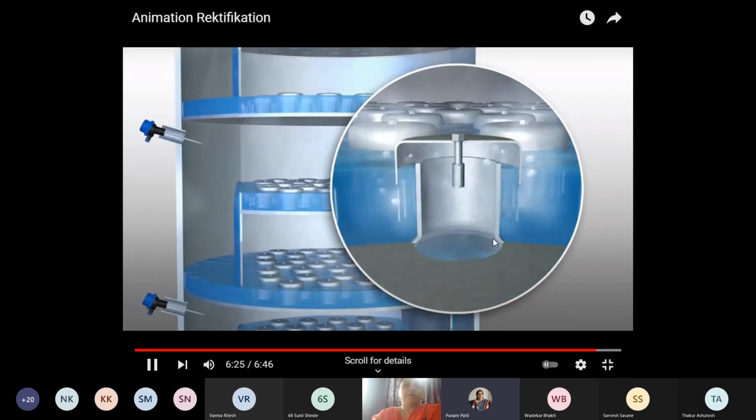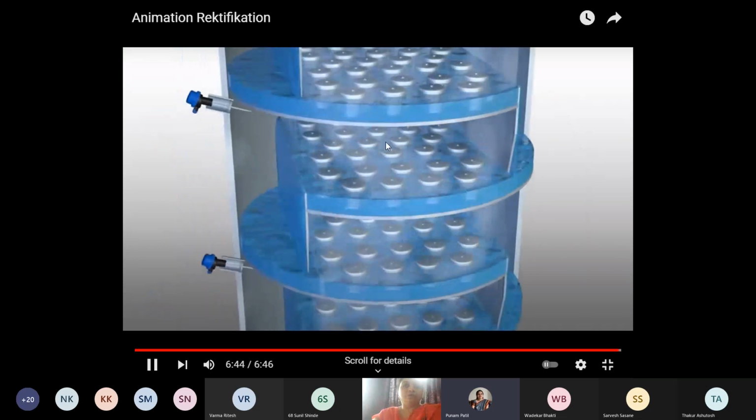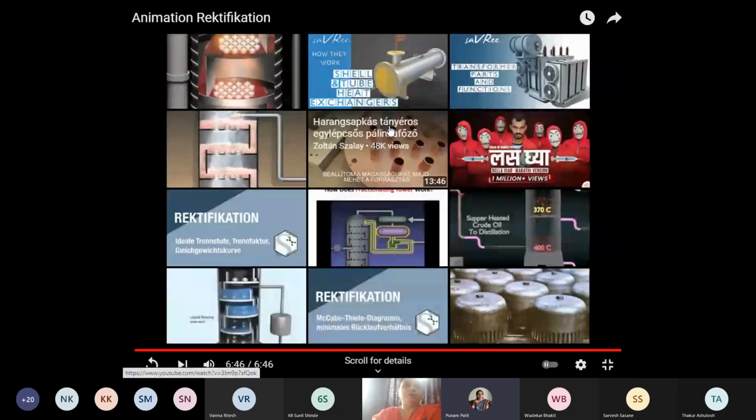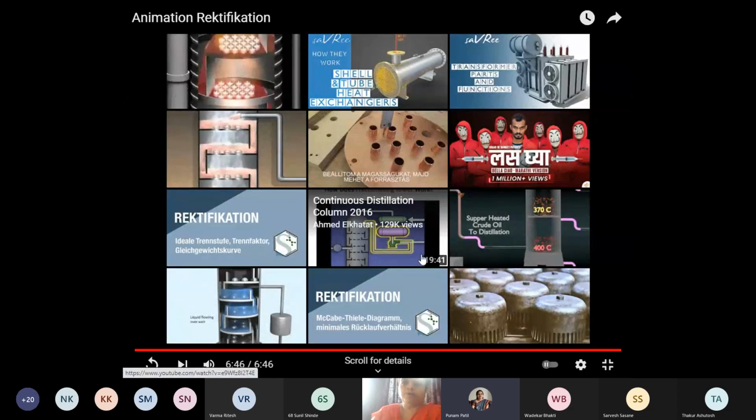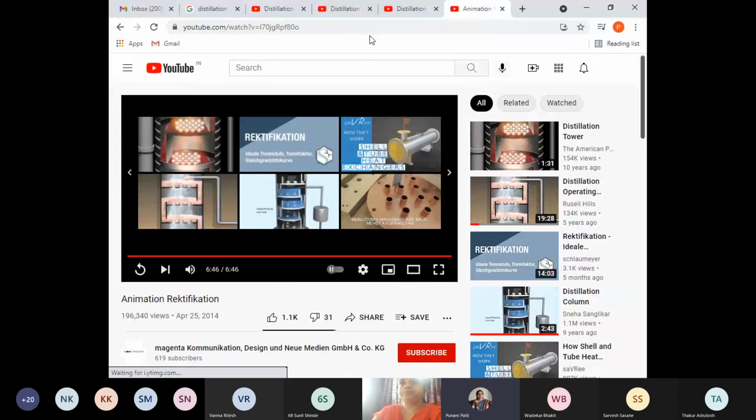This is what exactly happens at the bubble cap tray. Vapor lifts the cap up, and because of that there is a gap, and the vapor escapes through that gap. In doing so, it mixes with the liquid. Heat transfer and mass transfer take place. So the rising vapor is more concentrated with the more volatile component. So this is all about the working videos along with the components.